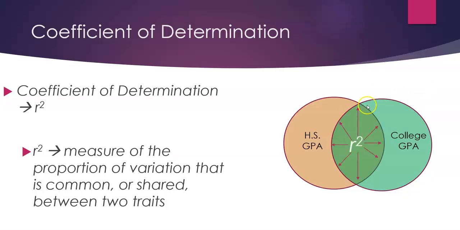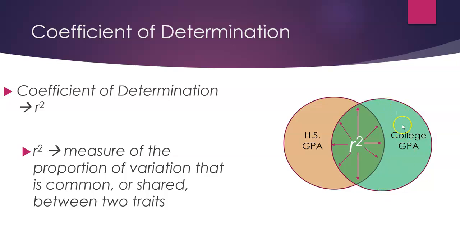So this overlap region here is what r squared is actually representing. What this essentially says is that, roughly, about 1 in 4 times, if I know your high school GPA, I can accurately predict your college GPA. Having said that, we can also see that there's quite a bit of variation in high school GPA and college GPA that are unrelated to one another.